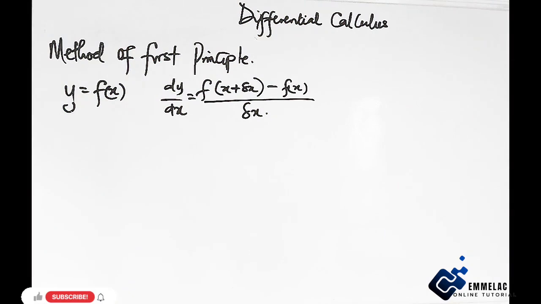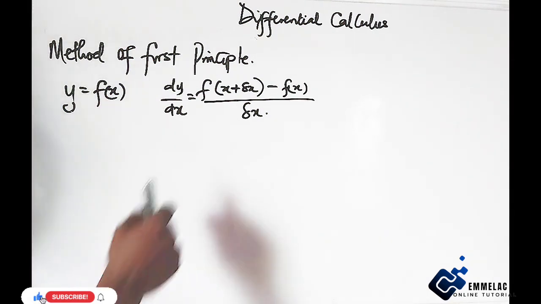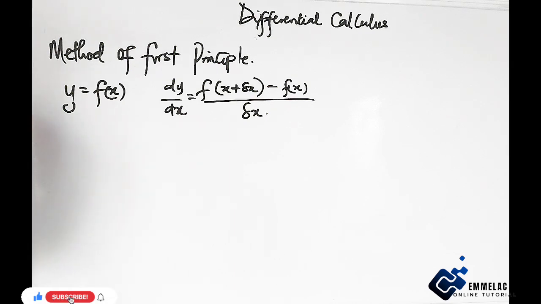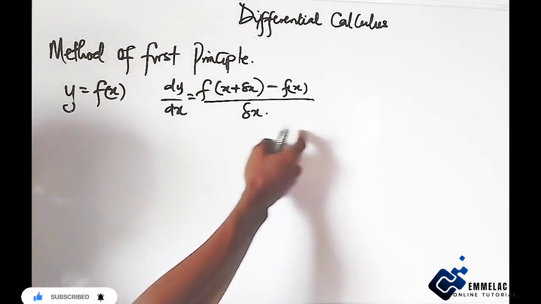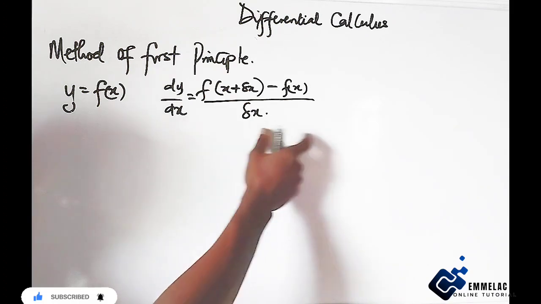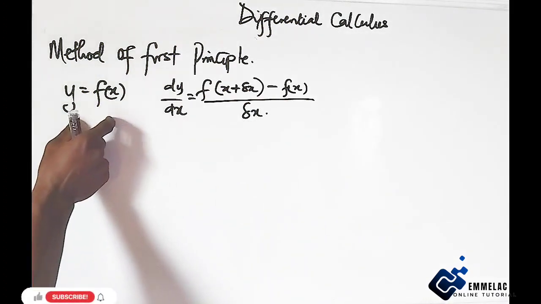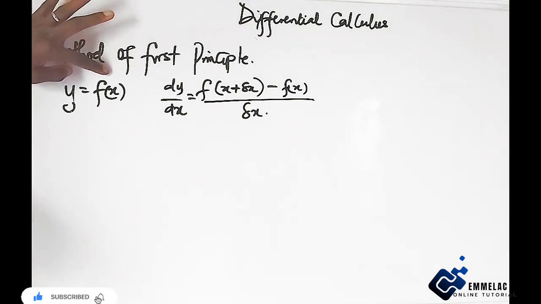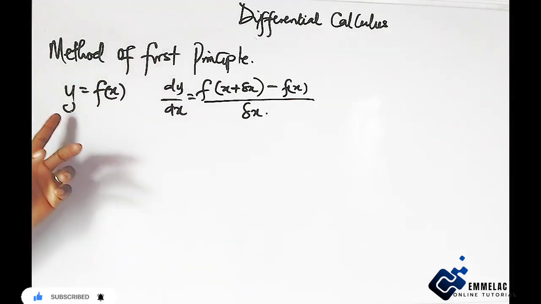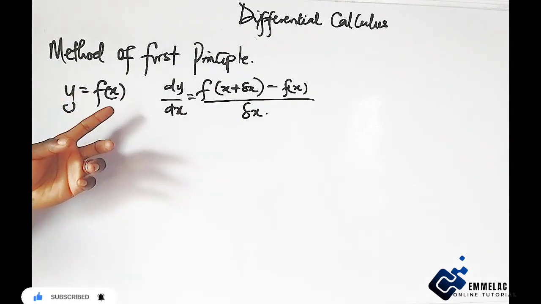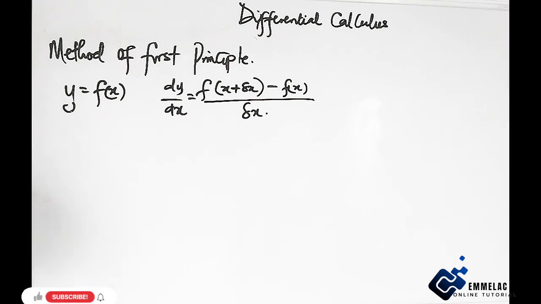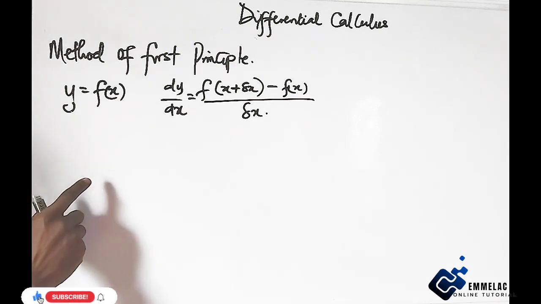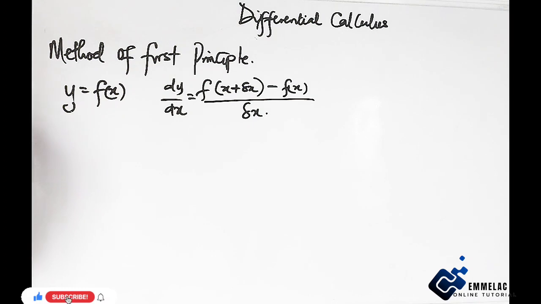In this video we'll be looking at the process of using the first principle. So we will be deriving this expression or equation from this function given here. Let us assume that this is a continuous function where y is dependent on the value of x, and the changes occur between them.